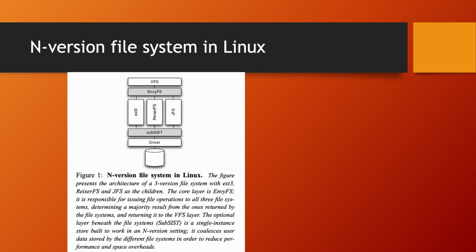The optional layer beneath the file systems, that is Subsist, is a single instance store built to work in an N-version setting. It coalesces user data stored by the different file systems in order to reduce performance and space overheads.